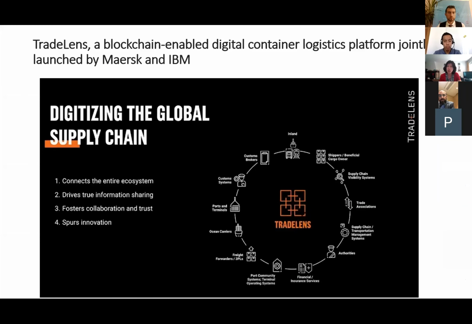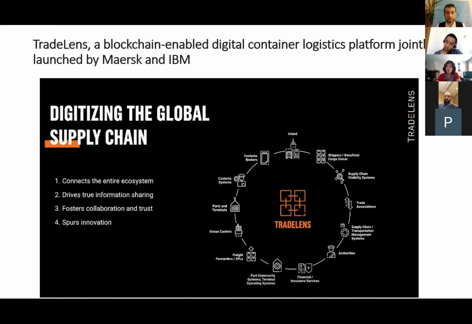It's a blockchain-enabled digital container logistics platform, jointly launched by Maersk and IBM in December 2018. In less than 2 years, this platform now, on a weekly basis, processes more than 15 million container information. It connects the entire ecosystem.